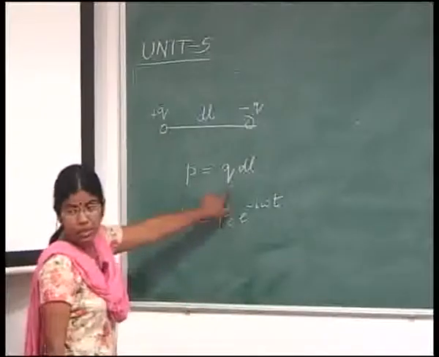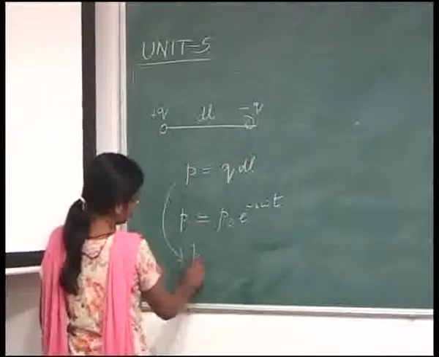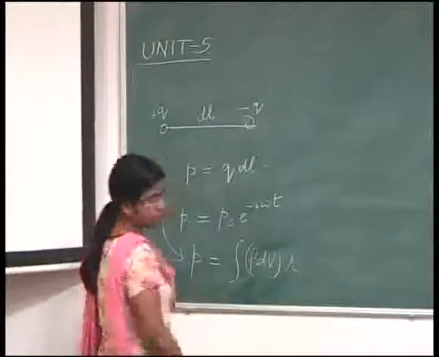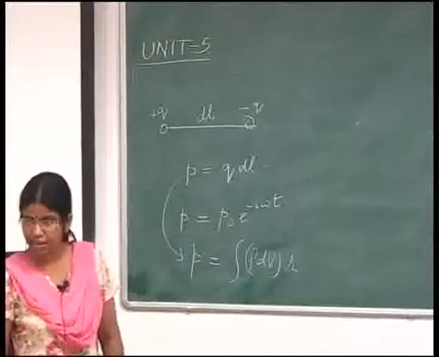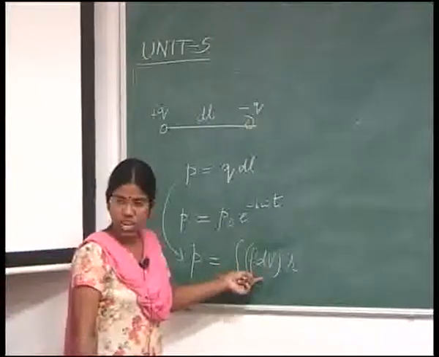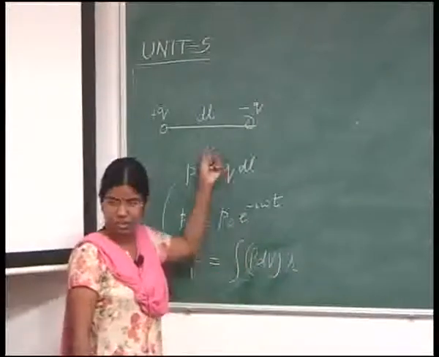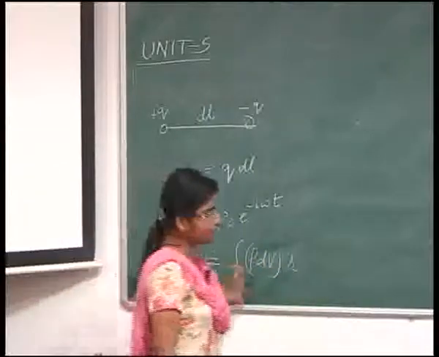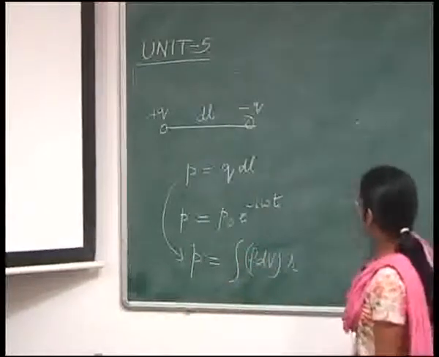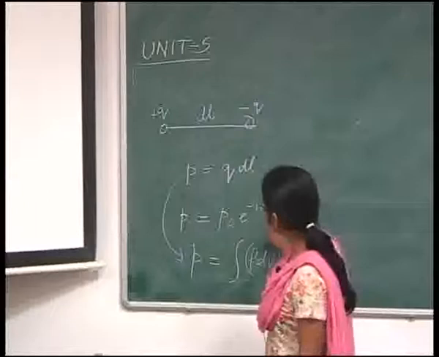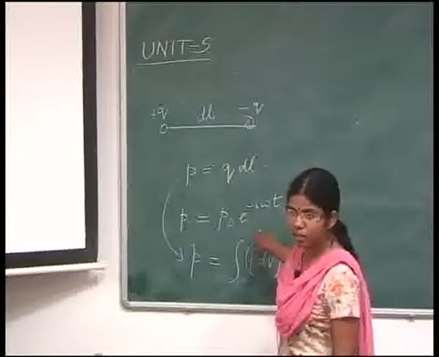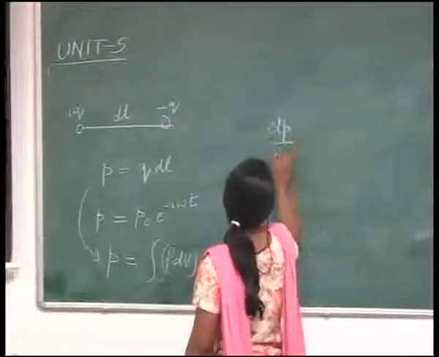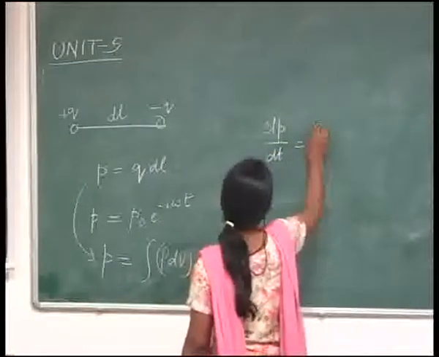Now, this P I can write as the integral of rho dV into some position vector r. Is it okay if I write it like this? This is the charge density times the small volume, rho dV, the charge enclosed in a small volume, and the position vector r. Now I can clearly see that this P is a time-dependent variable, so I simply say that dP by dt is equal to P dot.